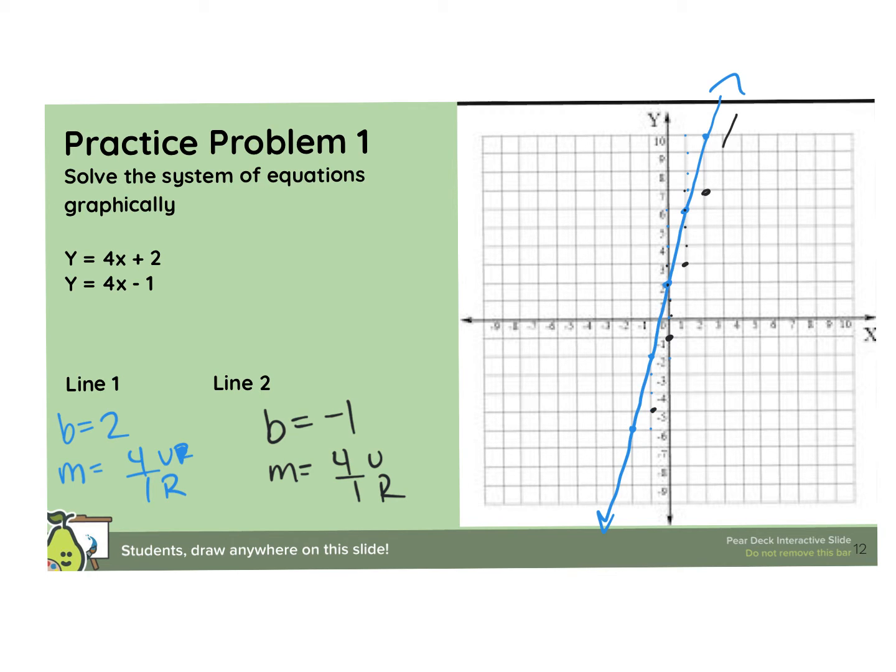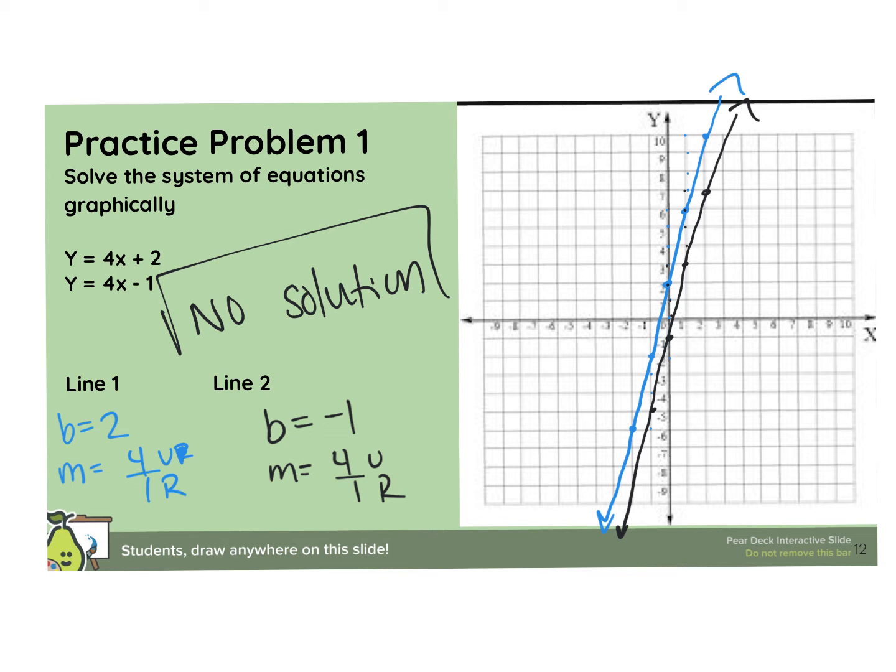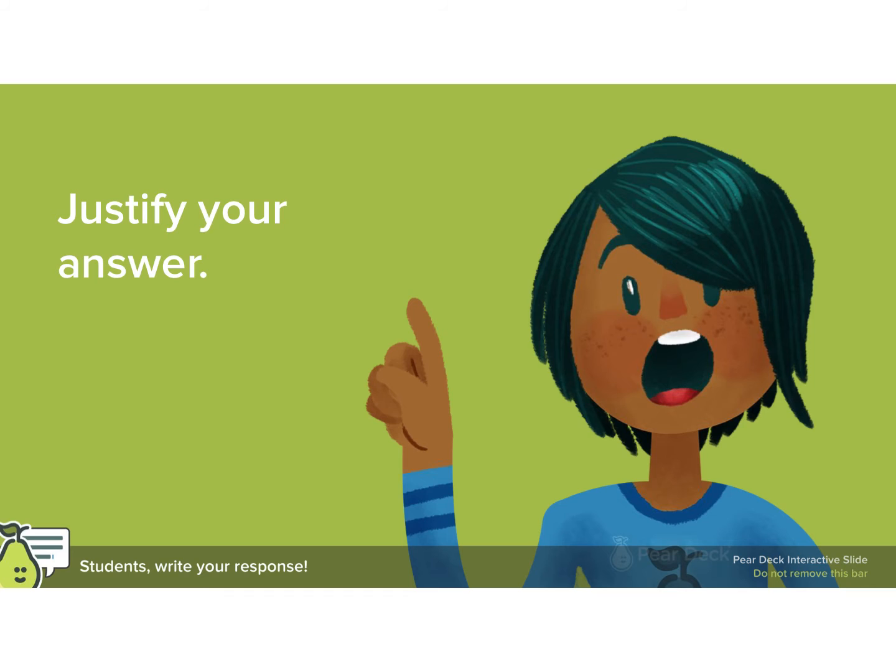So these lines are really close together, but they're never going to touch. These lines are parallel, so there's no solution. On the next slide, I'll justify. There's no solution because the lines never intersect.